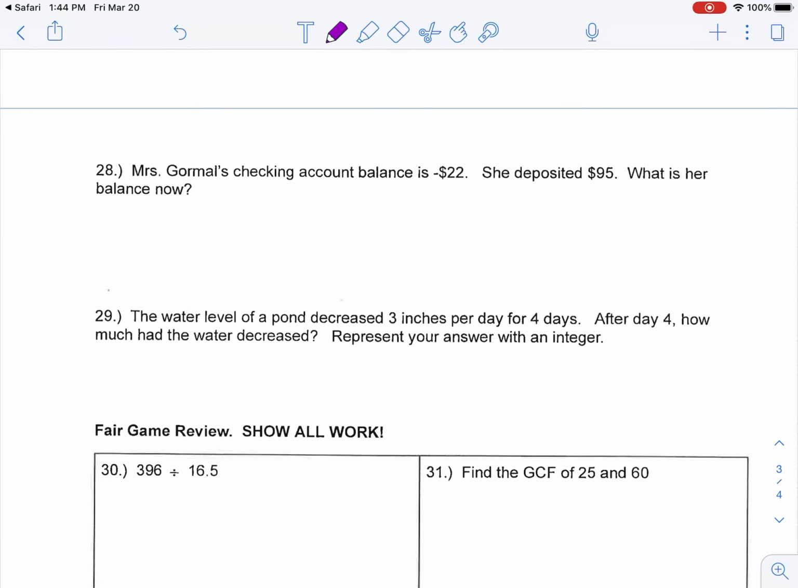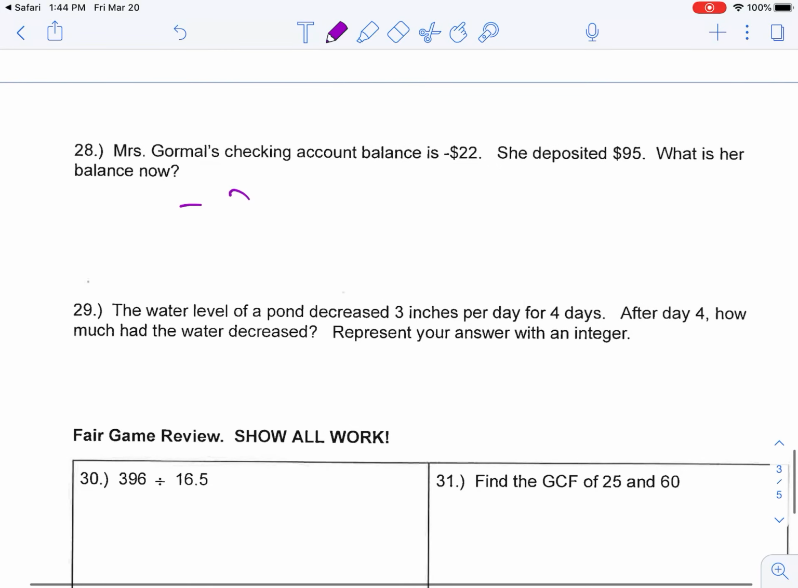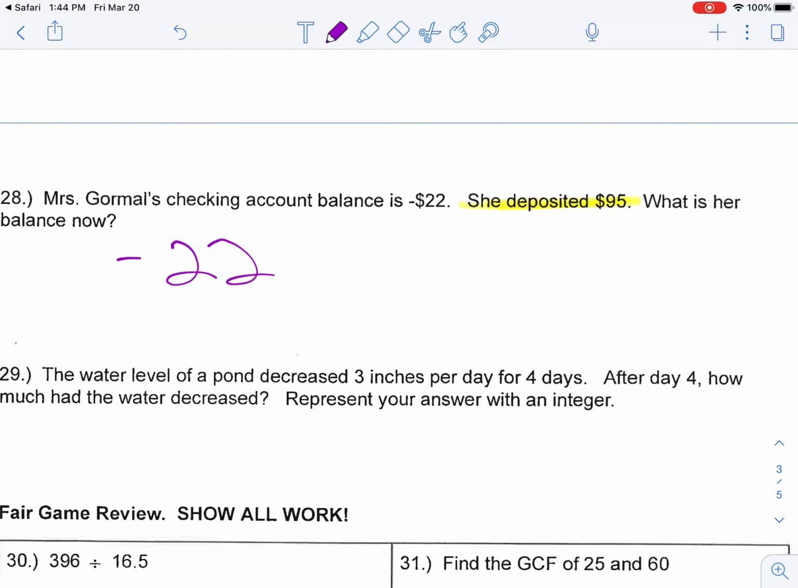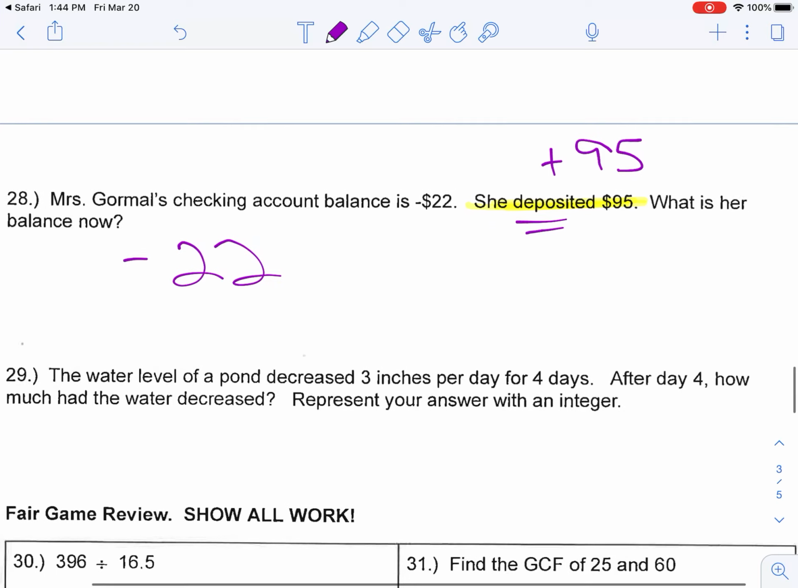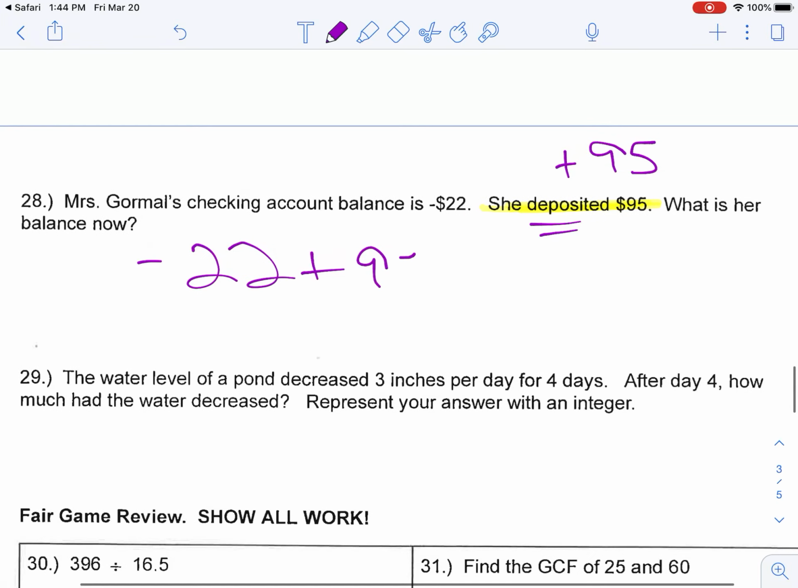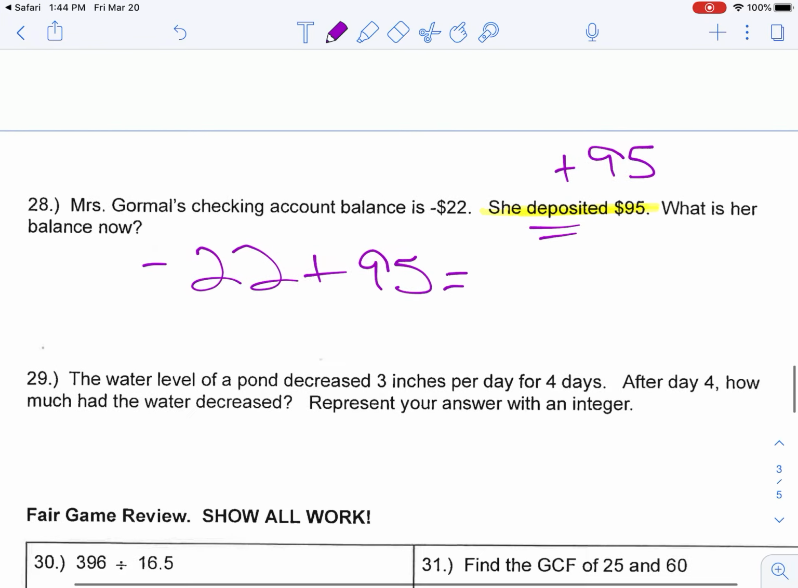28. Mrs. Wormel's checking account balance is a negative $22. She deposited $95. Guys, we've talked about this in class, but it's been a minute. Depositing money means putting money into your account, so we're adding $95. If you see something that says withdrawing, you're taking it out, which means you would be subtracting, or that's a negative, okay? So we're going to add $95 and want to know what her balance is now.